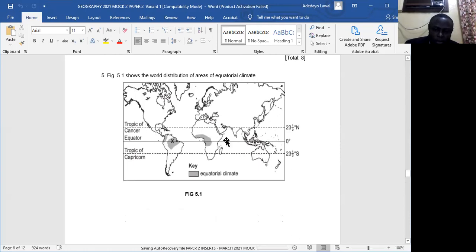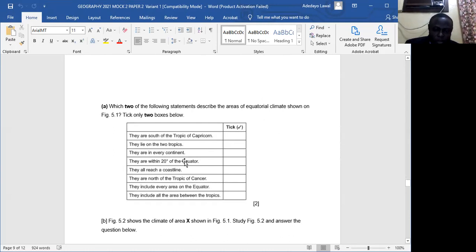So these are found in between. Of course, if you have to strive for accuracy here, if this is 23.5 degrees north, then 20 will be somewhere around here. So 20 degrees north and 20 degrees south. So I think that one is correct. So you tick it.